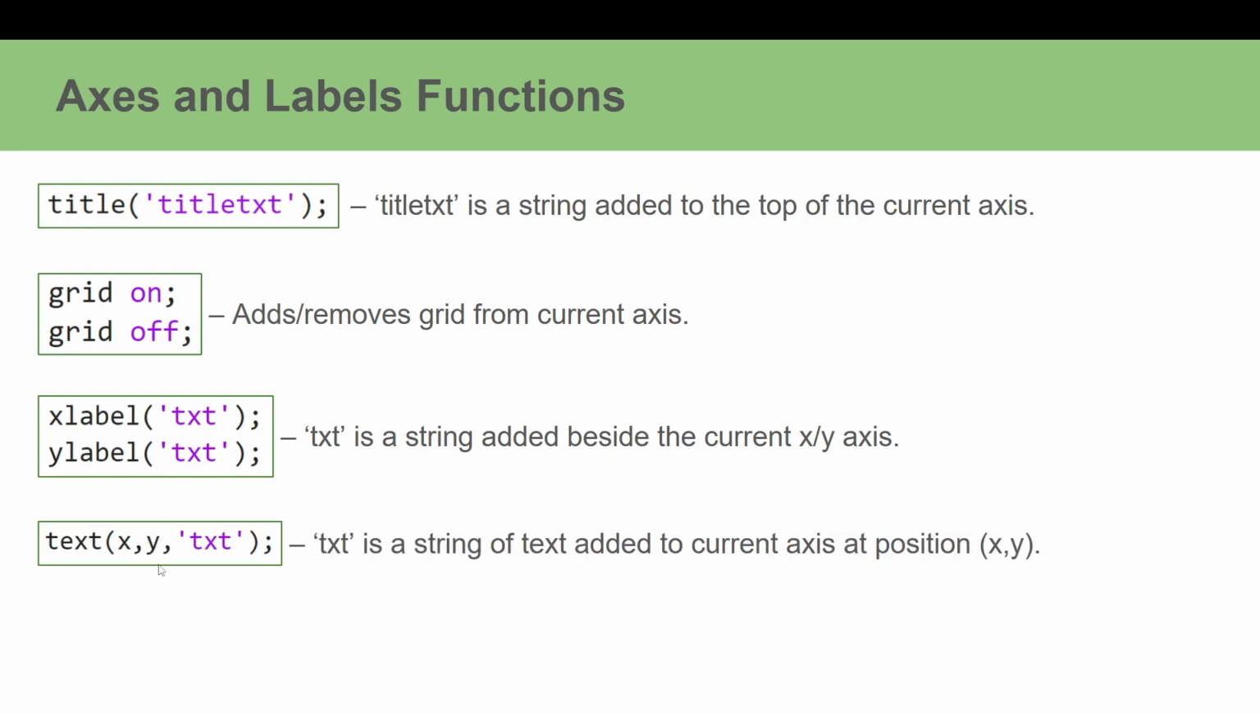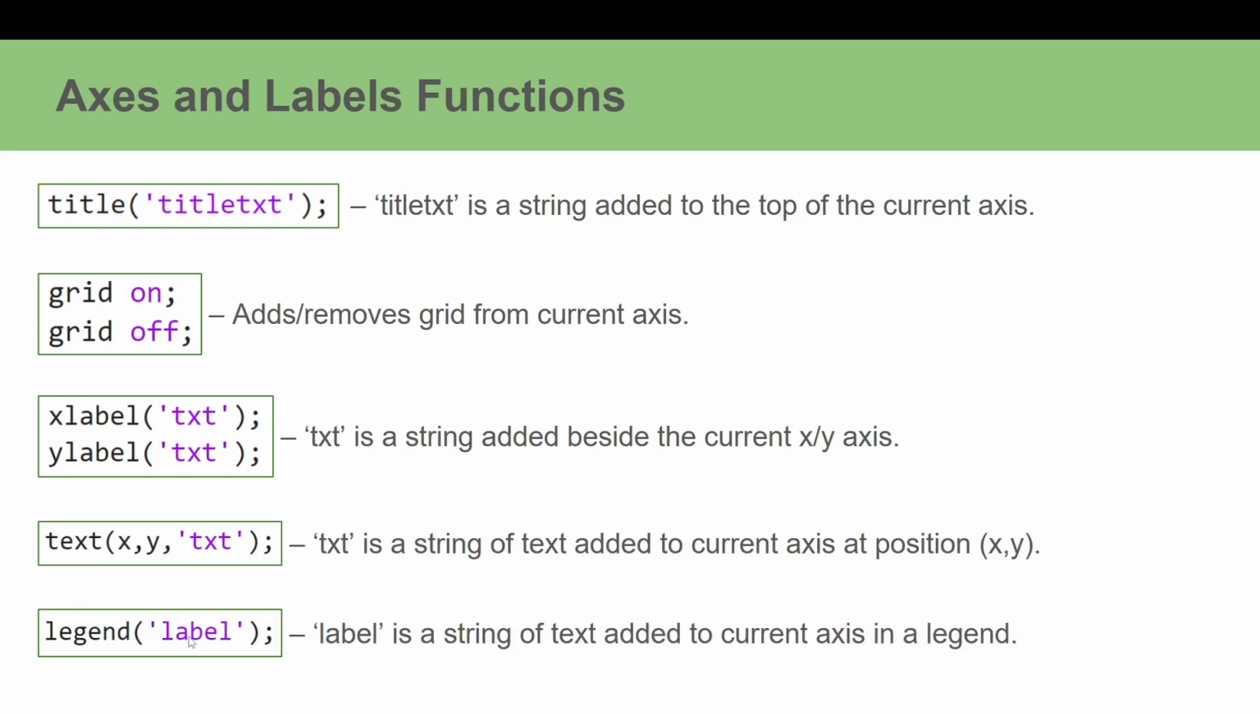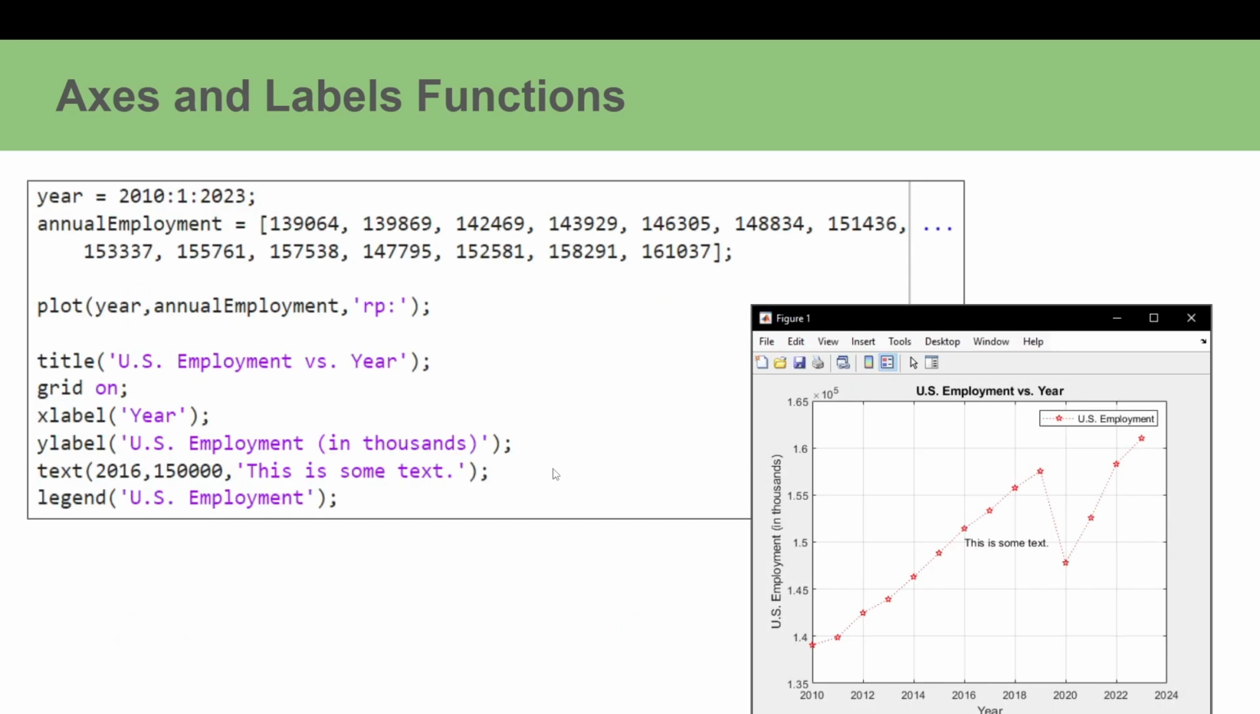You have the text function, which will add text at the position x, y on your graph. And then you have the legend function, which creates a legend on your graph with labels for the functions. Note that for the next example, this is sort of redundant, but later on when we plot multiple functions, you'll see how this is more useful.